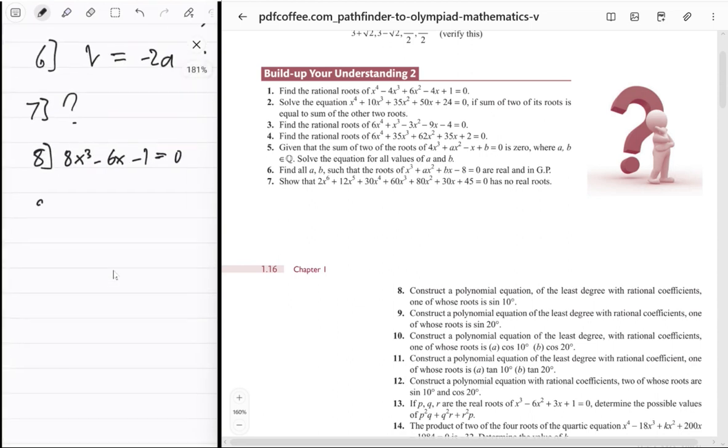Okay, ninth. Consider the polynomial equation of least degree with rational coefficients, one of whose roots is sine 20 degrees. So 3 times that would just be 60 degrees, and sine 60 degrees is a horrible thing. That doesn't help. Something else in that case.